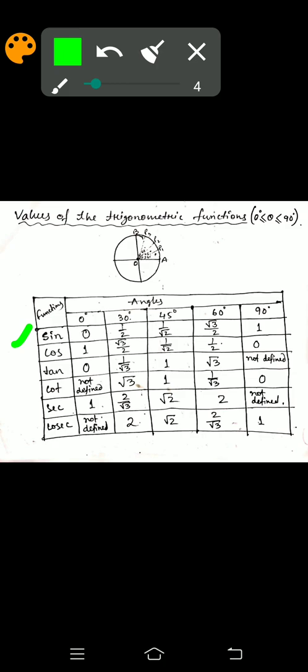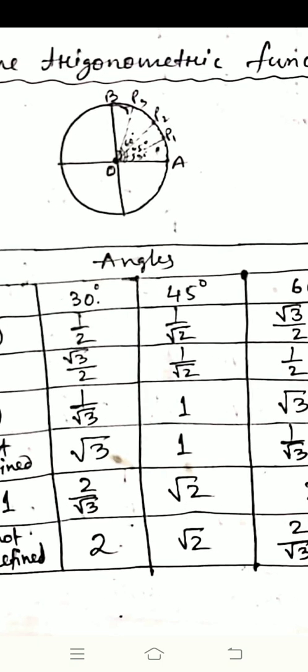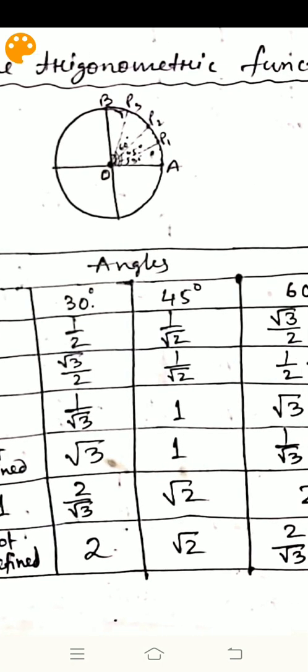Okay, now the question is, just see the diagram here. This is a circle with center O. Suppose you are at the point A, that means you are making 0 degree with this line. Now you are moving from A to P1, so now you make an angle 30 degree, then P2, then P3, then B. Up to B, that means 90 degree. So we can find the value up to 90 degree.